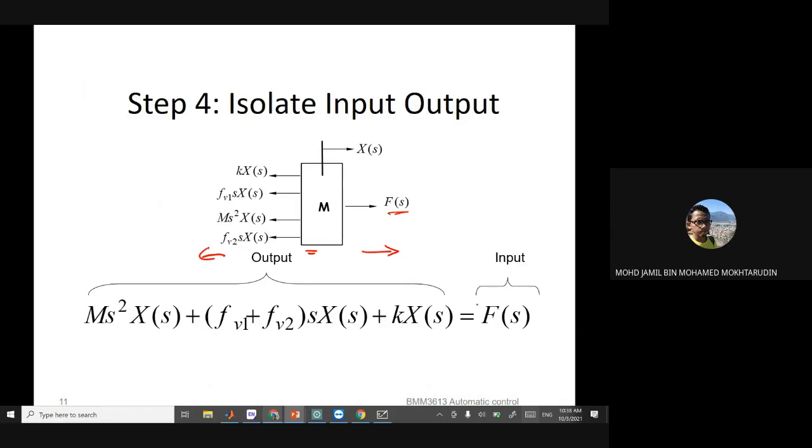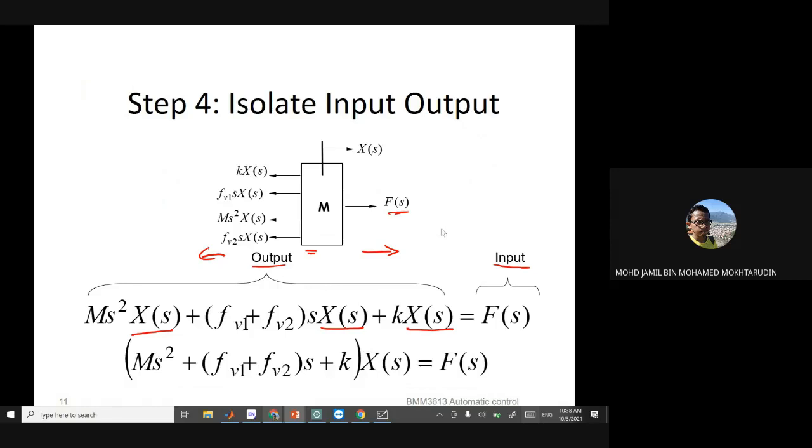Then after you write the equation of motion, you can separate the output and input, meaning that you factorize X and then rearrange the equation. Okay, factorize X.